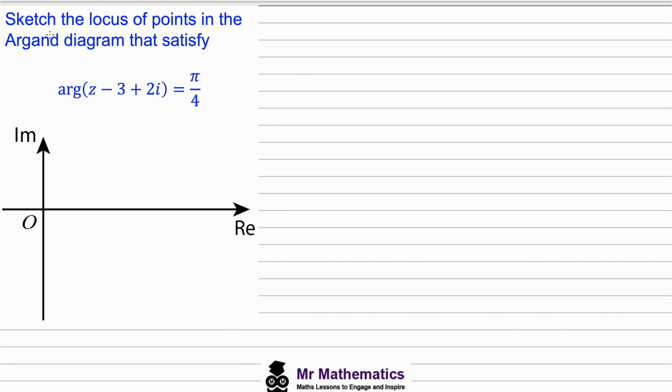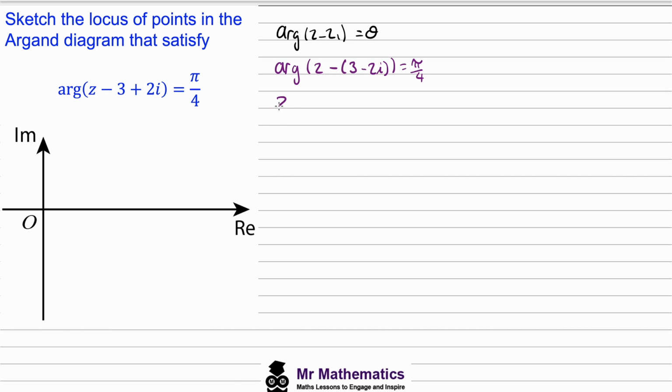Okay, so in this example, we've been asked to sketch the locus of a point in the Argand diagram that satisfies this equation. And we know that the argument of z minus z1 must always be equal to theta. So we need to begin by identifying z1. So the argument of z minus, well, we need a positive 3 here, because when you multiply this out, it becomes a negative. And then we need a negative 2i to make this positive 2i. This negative times this negative would make that positive, and that will be equal to pi over 4.